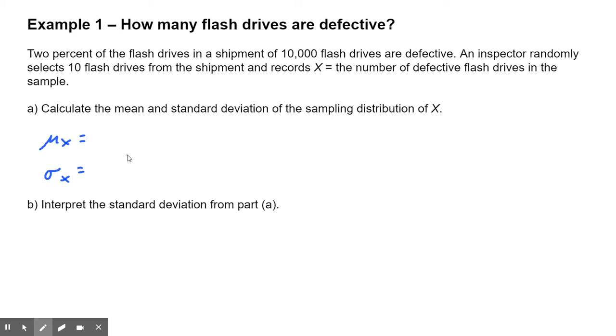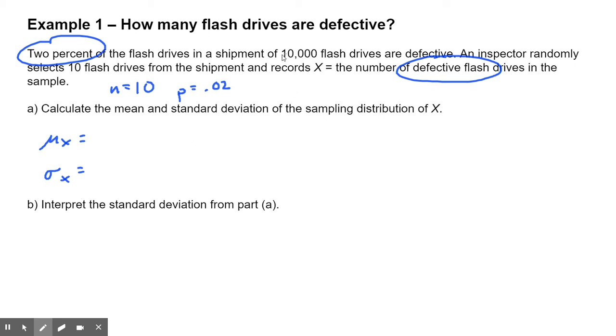So to do this, we need n and p. So what is my n? What is my sample size? Well, my sample size is the 10 flash drives selected, and my p-value is the proportion or percentage that are defective, because defective in this case is our success. Well, that was given to you right here, 2%, 0.02.